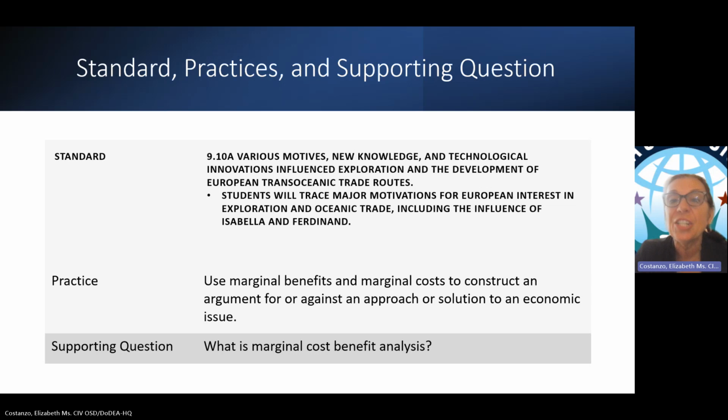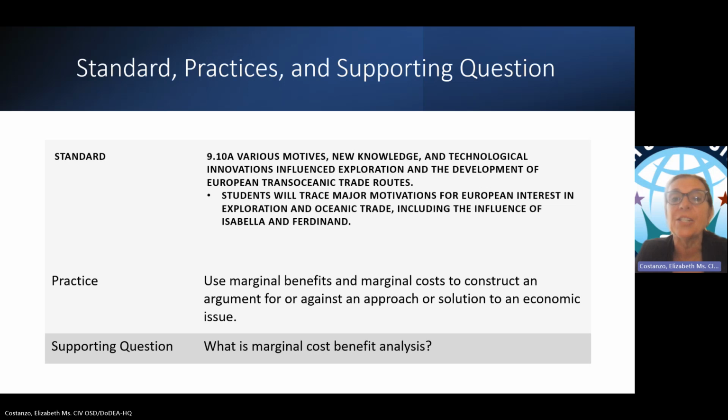If the mini lesson achieves the teaching and learning point, the students will have the understanding of marginal cost and marginal benefit as part of their schema and will be able to apply it to Isabel and Ferdinand's decision to support the voyage of Columbus. Also, they will have it in their schema so they can apply this economic concept to another economic situation.